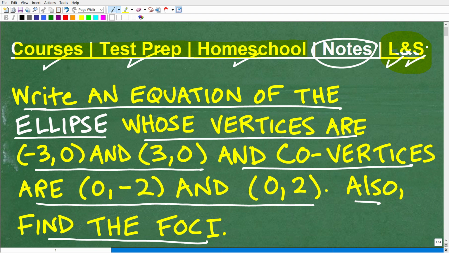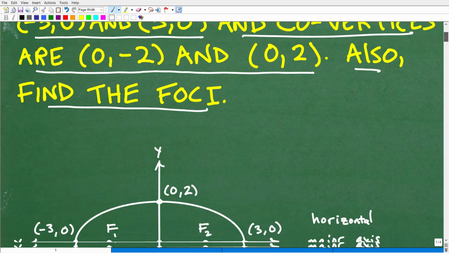Okay, so let's go ahead and get into this problem. We're going to write the equation of this ellipse. And what is an ellipse? Let's just answer that question. We're talking about an oval shape. That's a terrible oval, but you'll see a better ellipse here in a second. Okay, so we need to understand what the vertices are, co-vertices, and the foci. And let's go ahead and get into the solution right now.